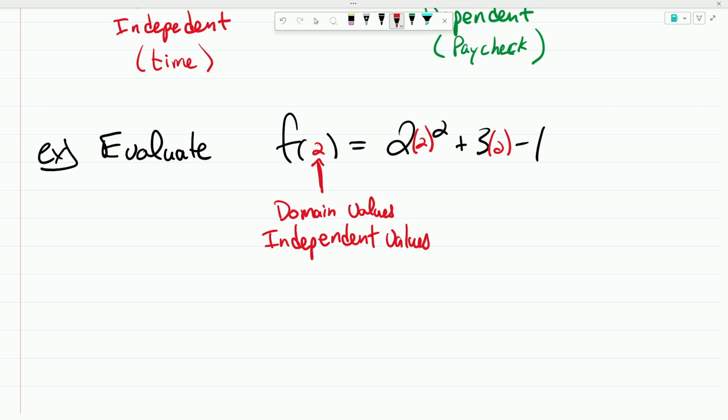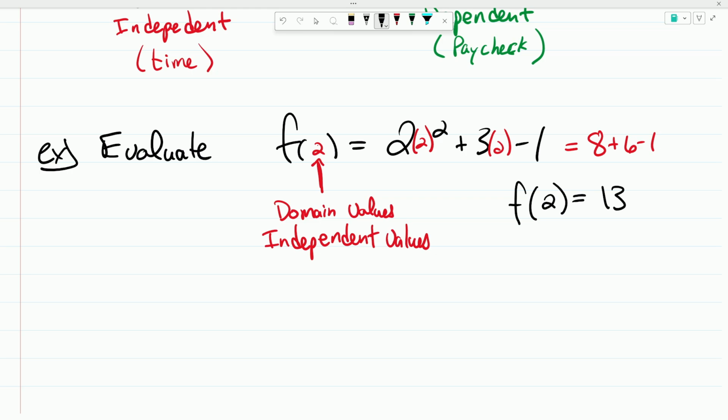See, a lot of the times when you were solving equations, you were working on the left side, you were working on the right side, you had to move things around. Functions, you don't have to do any of that. Functions are, give me an independent value. I'm going to take that and substitute it in. And I'm going to tell you what it equals. So let's see here. 2 to the second is 4 times 2 is 8 plus 6 minus 1. And the way that we write this is f of 2 is going to equal 13.